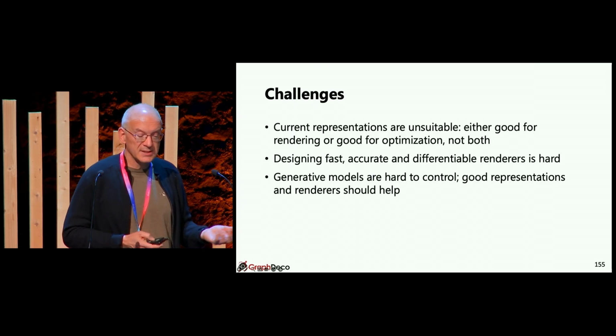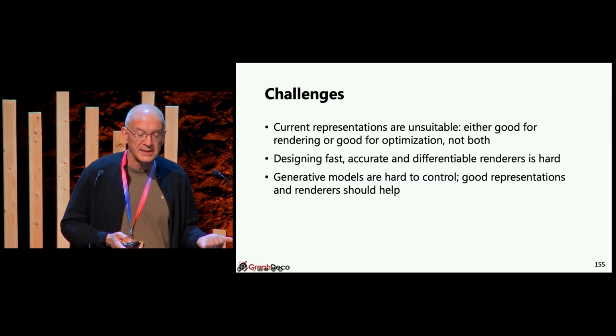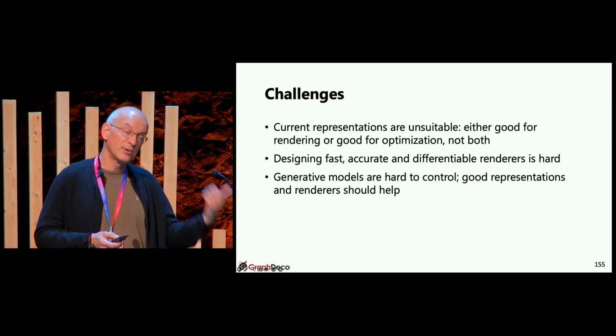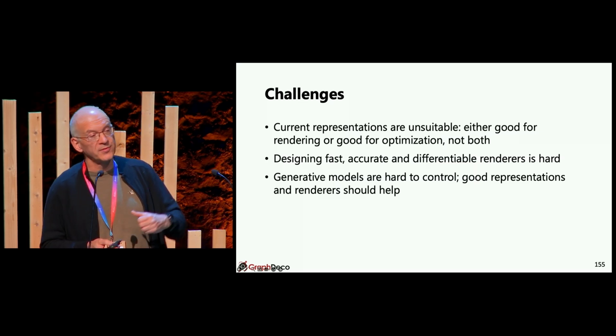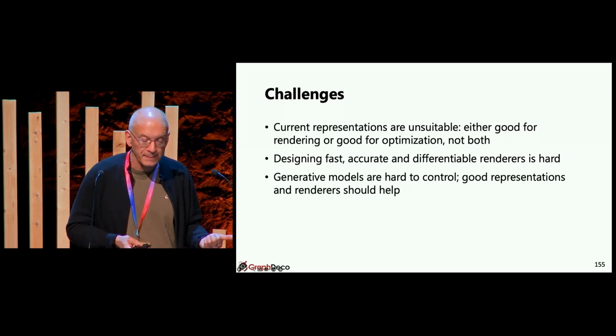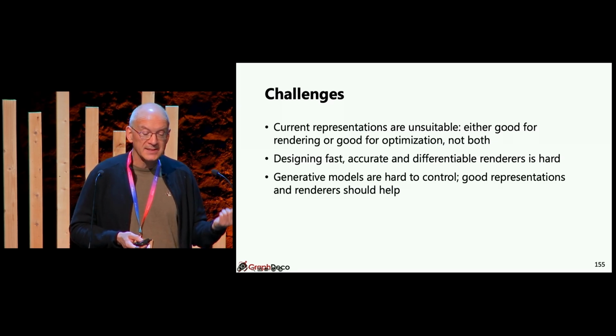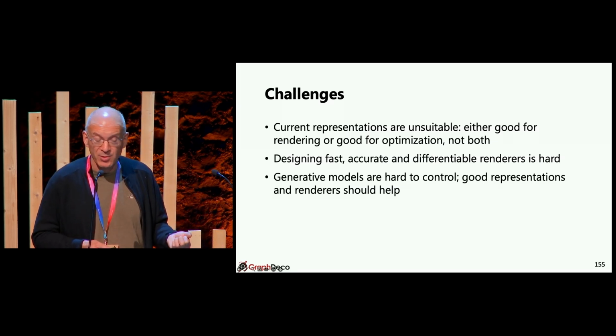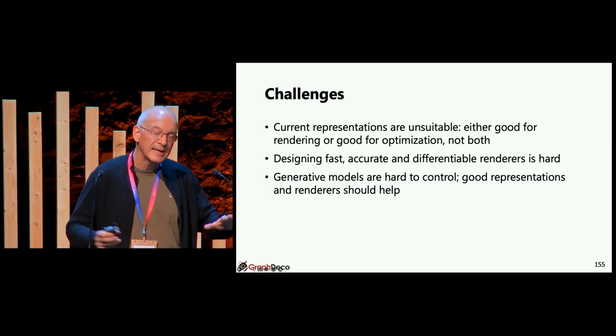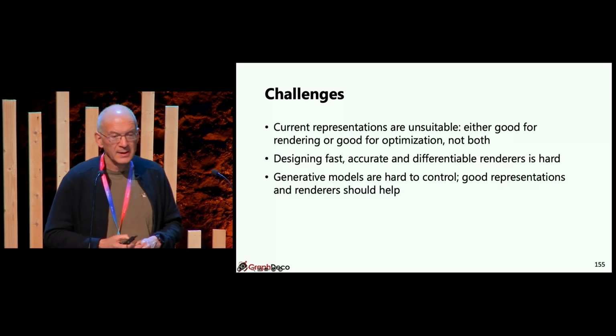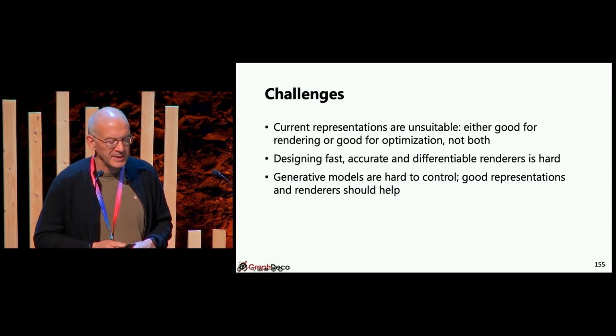So the challenges are multiple. First is that current representations are unsuitable. They're either good for physically based rendering or good for optimization, but rarely both. Designing fast, accurate, and differentiable renderers is a hard problem, and we're attacking it in different ways right now, on the physically based end and on the optimization end.